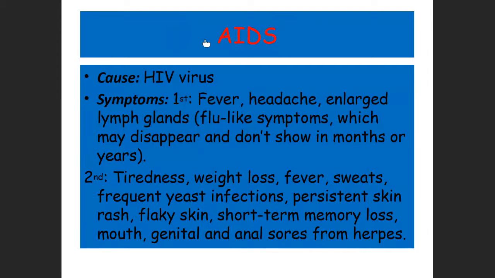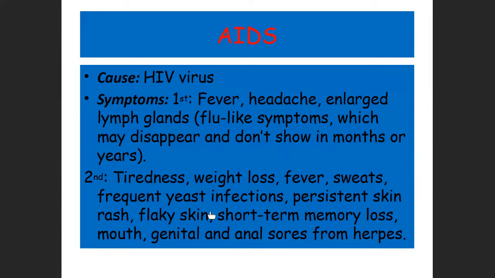AIDS. AIDS is the name of the disease. HIV is the name of the virus. Okay. There's 3 stages to AIDS. The first one is fever, headache, enlarged lymph glands. So you get flu-like symptoms, and then that goes away. The issue here is that you have HIV and you think you got the flu, and then you get over it and you keep passing it on for sometimes, like it says here, months or years.